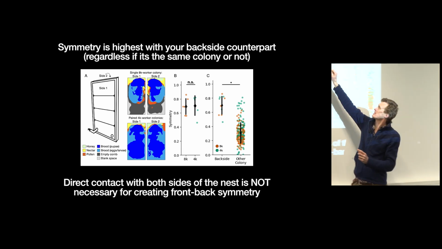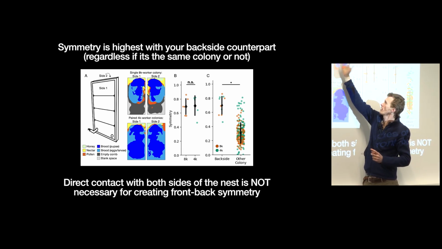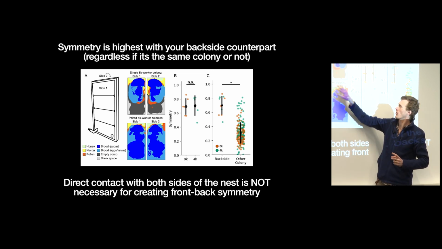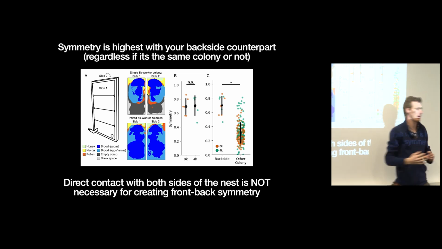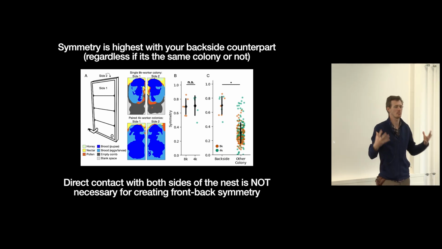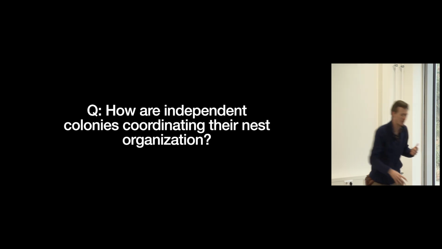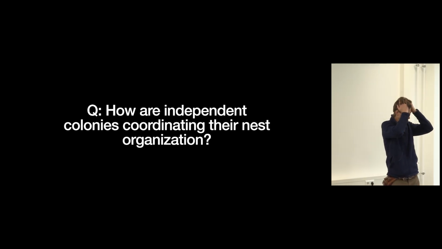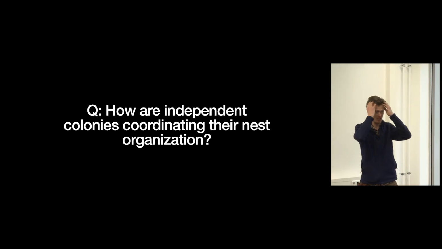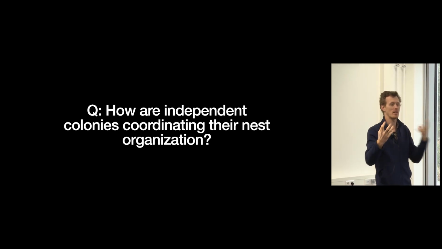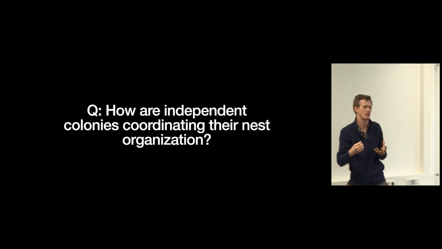So either you have single 8,000-worker colonies living on both sides, or two paired 4,000-worker colonies, each living independently. And we find the same level of symmetry, whether or not you're the same colony. So that led us to think, well, how are these independent colonies coordinating their nest organization? What kind of information are they passing between the two sides?